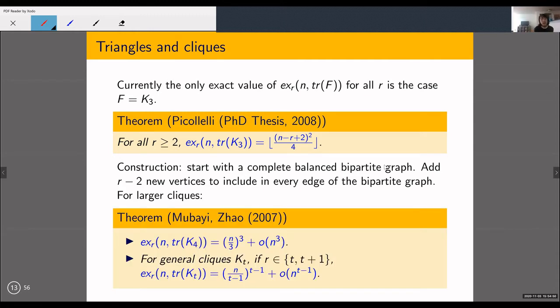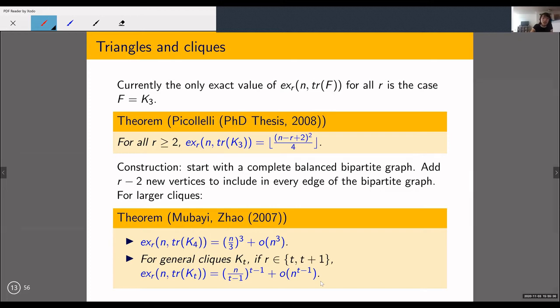All right, and then Mubayi and Jiang also proved some similar results. Asymptotically, they determine the order of this Turán number of the trace of K4 for all r. Their construction was similar: we start with a 3-uniform Turán hypergraph, and then add new vertices and include them in the old edges. They also proved it for general cliques, cliques of size t, but only for the case where the uniformity is around the size of the clique, so either t or t plus 1. And this is their analogous result.